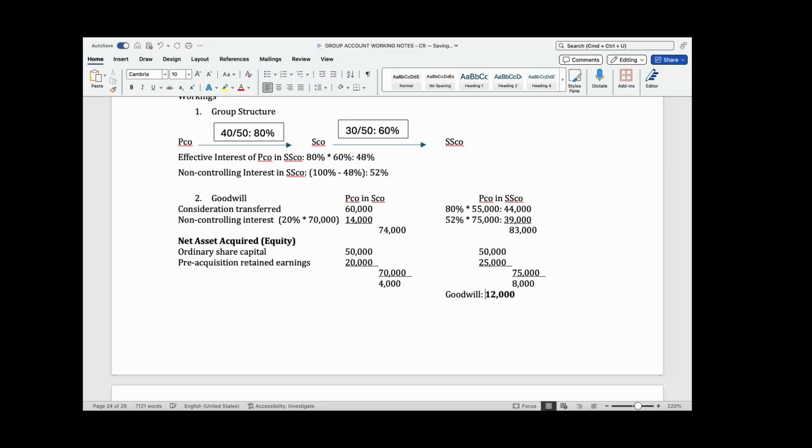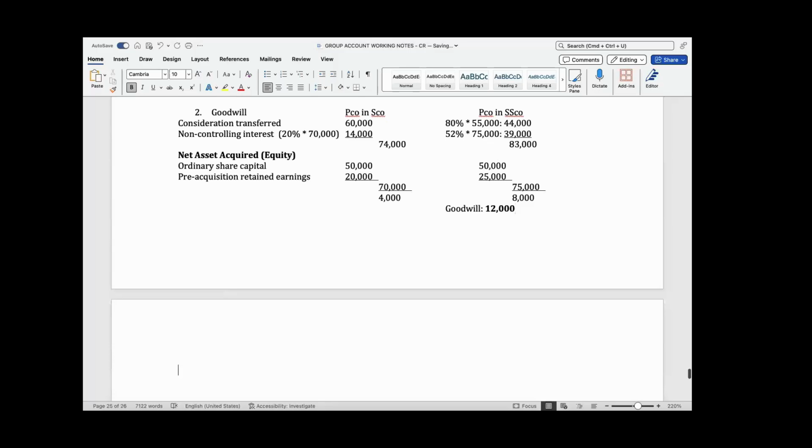Because you cannot have two goodwill. We will ultimately combine the two together. So in the consolidated account we would have 12,000. The third one is the consolidated retained earnings.